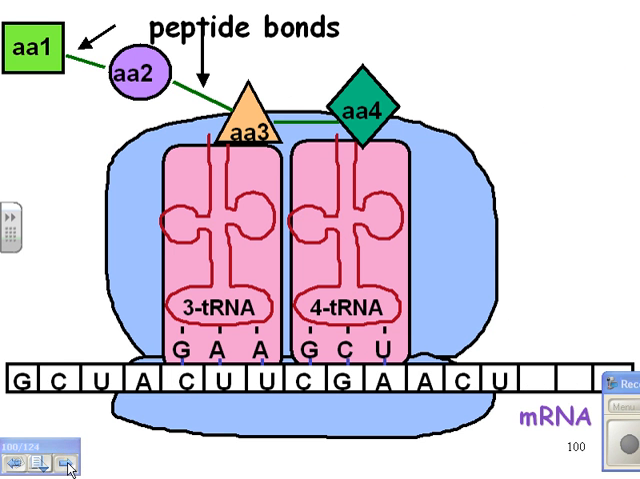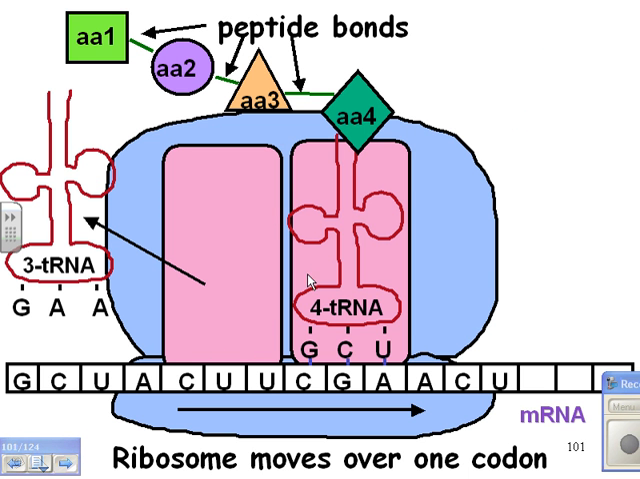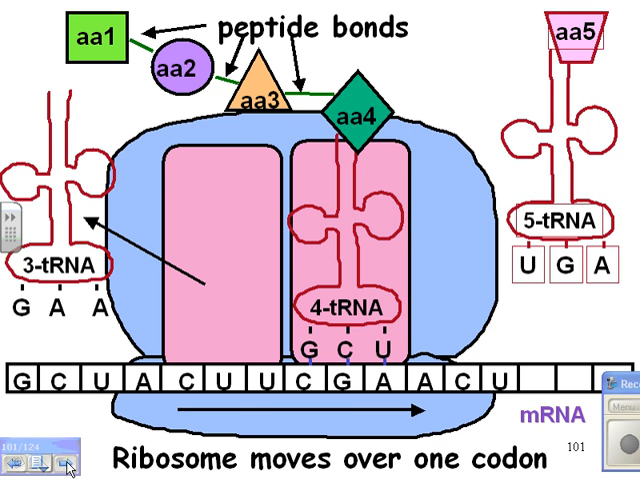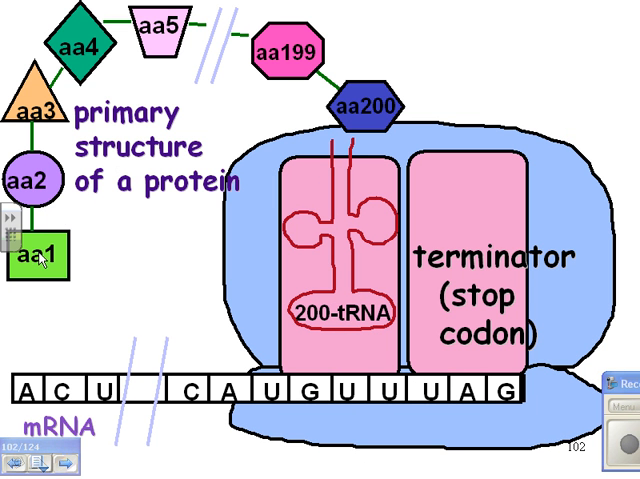And so here it is, GAA has moved over one. The amino acids are bonded together, and now they're bonding to this 4th one. Now this one will go away. And then this one will come over here, and that goes on and on. And so we have this long chain of amino acids. I'm showing you the first, second, third, fourth, the fifth one.